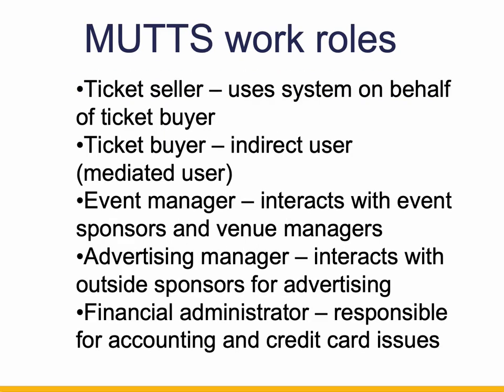So let's examine the work roles in the Mutt system. The ticket seller uses the system on behalf of the ticket buyer, just like Ticketmaster. The ticket buyer is an indirect user who goes up to the little booth and asks the ticket seller to use that system on behalf of him or her. The event manager interacts with event sponsors and venue managers to make sure that that event is listed in the system so that tickets can be sold.